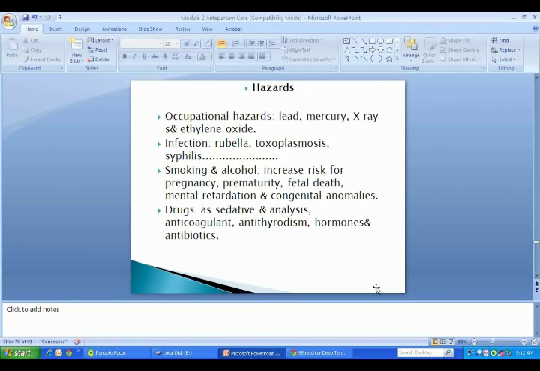Hazards, we review hazards, again, occupational hazards based on her occupation, infections, toxoplasmosis, again, we tell her don't change the kitty litter. Smoking and alcohol, avoid, and then there's certain drugs that she should not be taking. And in fact, with antibiotics, there's some antibiotics that are not safe in certain times of pregnancy based on the trimester.